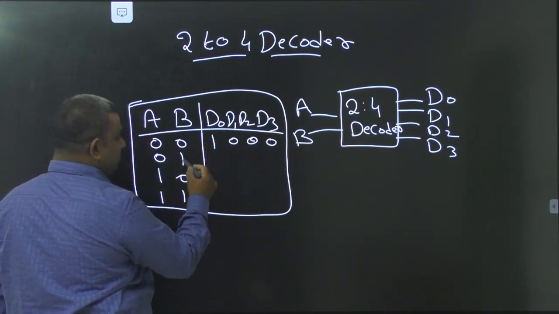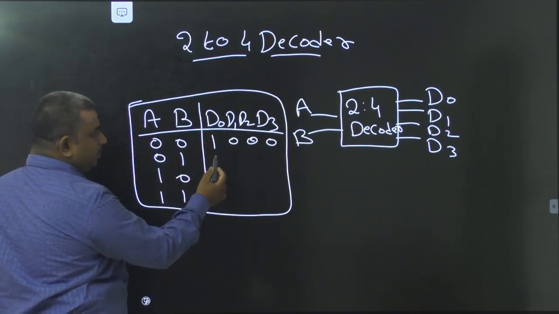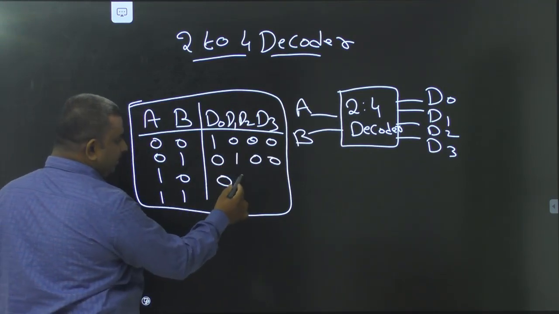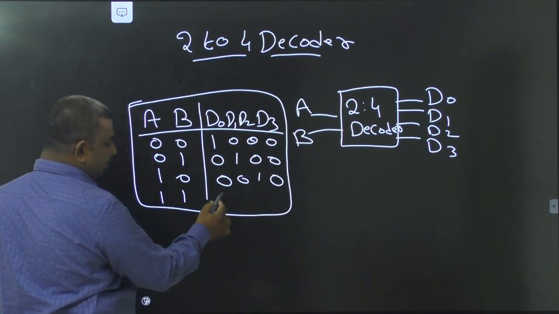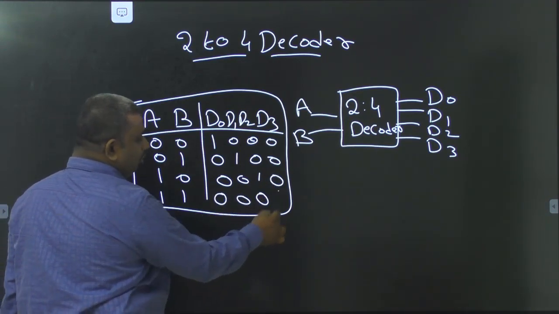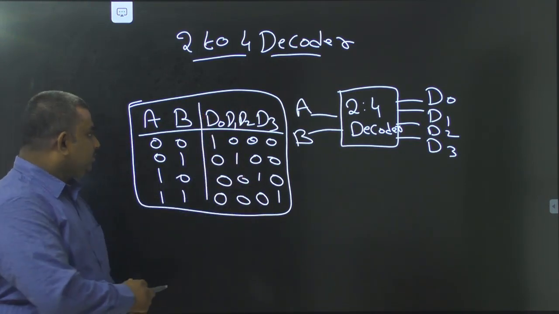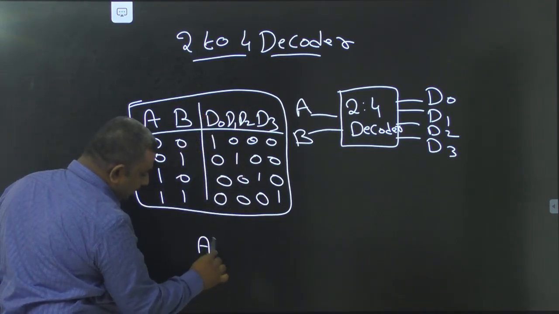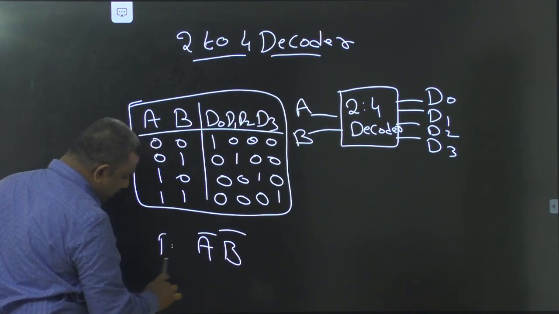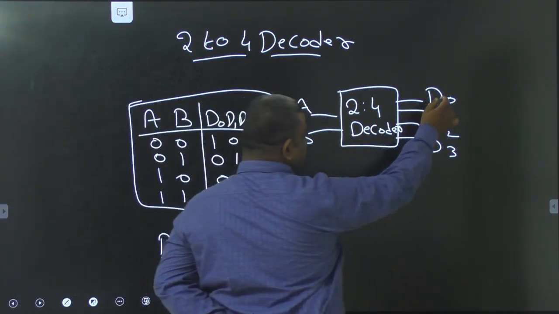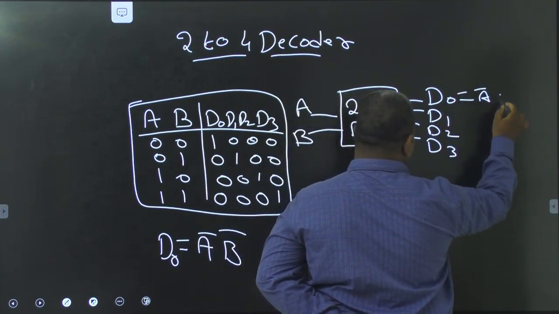Next coming to AB equal to 0 1, for the 0 1 combination the output D1 goes to 1. For the 1 0 combination, the output D2 goes to 1. For the 1 1 combination, the output D3 goes to 1. So here D0, D1, D2, D3, where D0 is equal to A bar B bar.